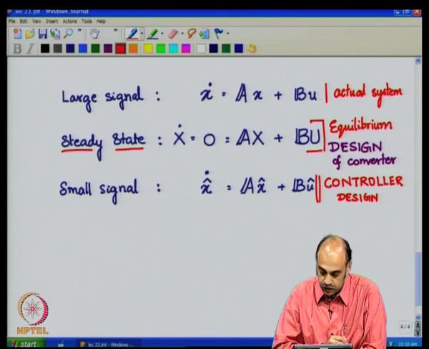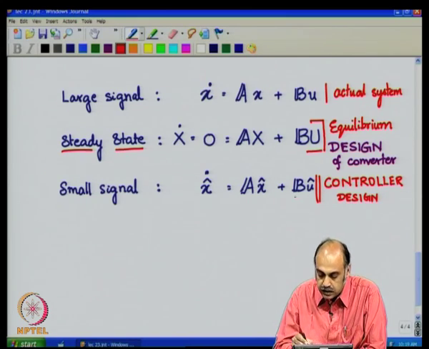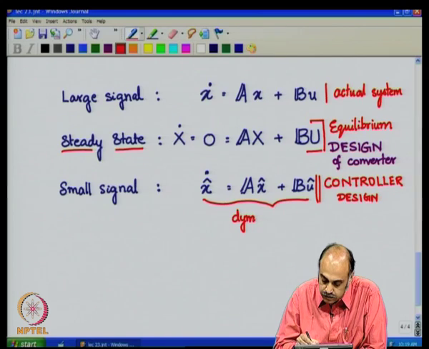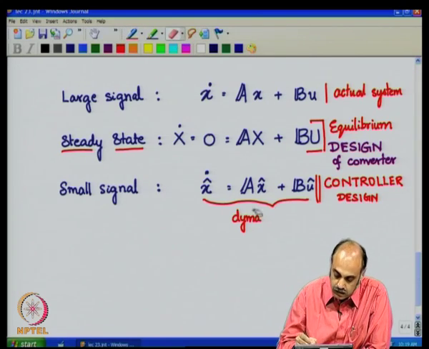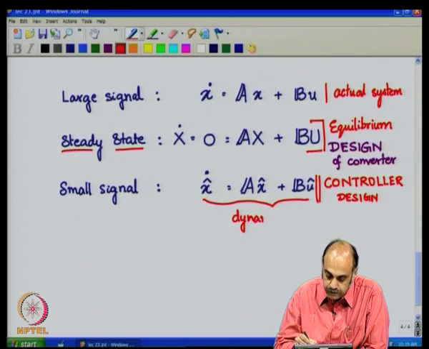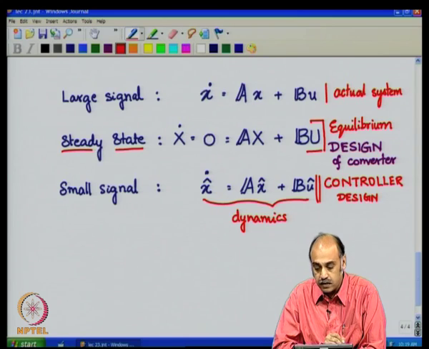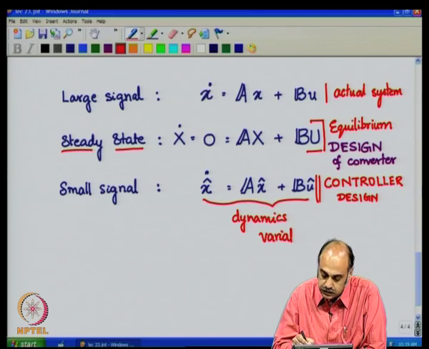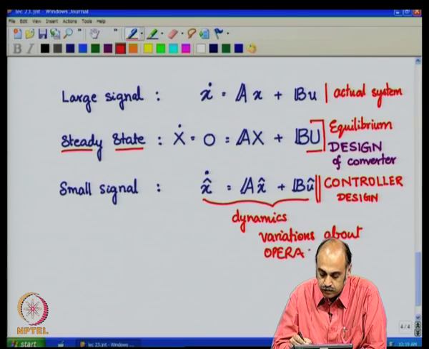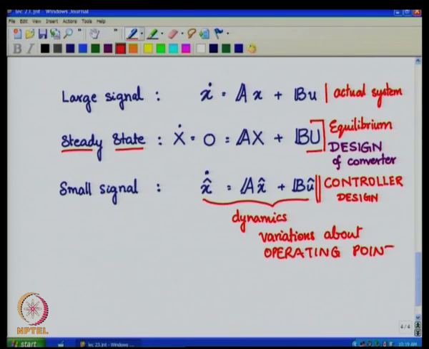So, for both these purposes, we will be using the small signal model, because you should note that it is this small signal model which gives you an idea of the dynamics, implying the variations or deviations about the operating point, and therefore, the controller's job is to see that these deviations are made 0.